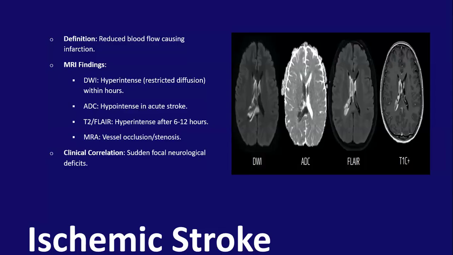Then ADC would show you it being hypointense, and there would be restricted diffusion because there's minimal. Remember, DWI and ADC, we say it's looking at the motion of the molecules, and there would be restricted diffusion on DWI. And you confirm this using an MRA, which is a magnetic resonance angiography, and you would be able to see which particular vessel has been occluded and stenosed.